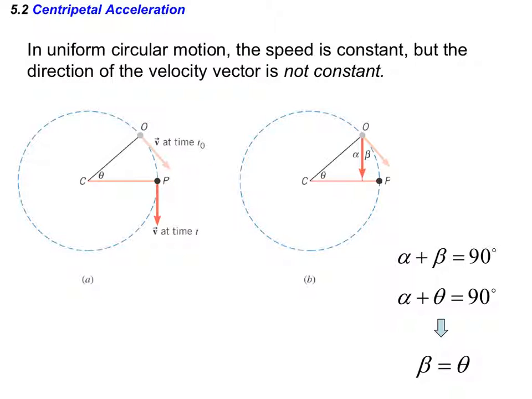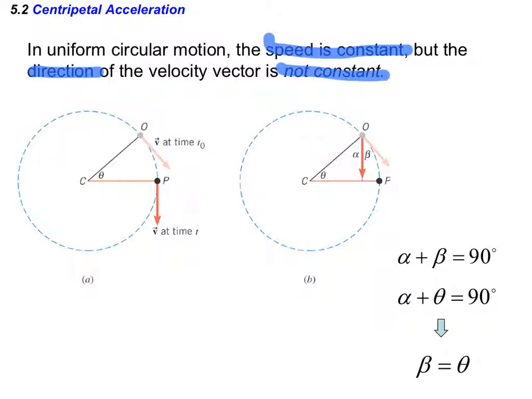As mentioned before, in uniform circular motion, the speed is constant, but the direction of the velocity is not constant. We're constantly changing our direction. And so if our velocity is changing, that means there has to be an acceleration.